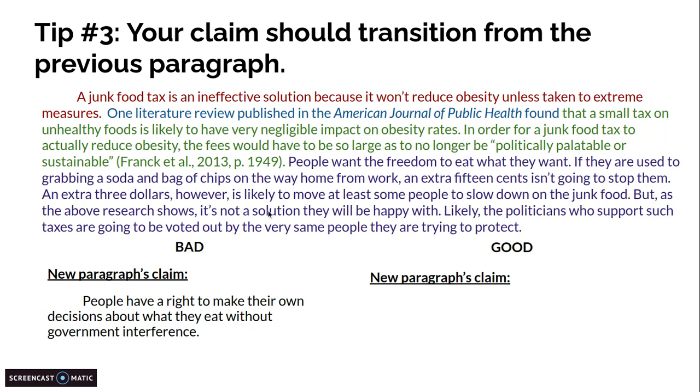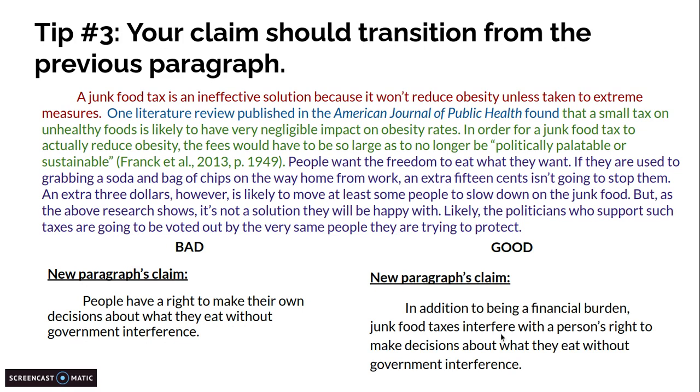So since this paragraph was about how the taxes are going to have to cost so much, here's a better way to introduce our next claim in the next paragraph. In addition to being a financial burden, junk food taxes interfere with a person's right to make decisions about what they eat without government interference. So basically the same claim, but we've just added a little bit of transition to sum up or mention the point we made in the previous paragraph, right? Little things like that are what's going to make your writing flow much, much more smoothly from one paragraph to the next.